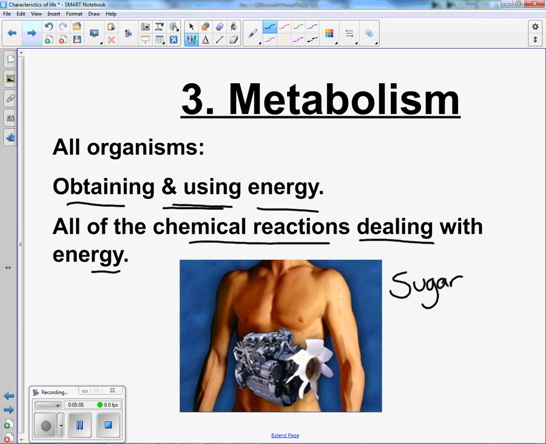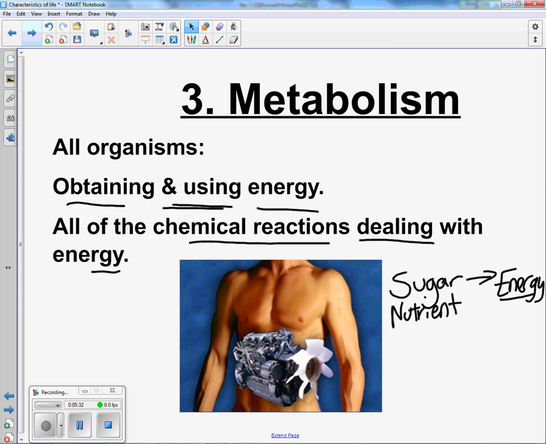So when you eat, you bring in sugar, or some type of nutrient, and it's changed into energy that you can use. So if you're really tired and really sleepy and you're not feeling so good, maybe you need a candy bar or some food. And that's your metabolism working. It's changing into energy that you can use. And all living things do this. Plants use sunlight and create sugar and then use that sugar for energy. Bacteria will eat other things. Every living thing does it.